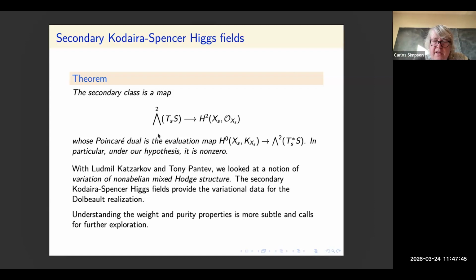And the theorem is that in our example, this map is actually the Poincare dual of the evaluation map from H0 of the canonical sheaf to wedge 2 of the tangent space. And so it's non-zero. So you can get an example where the secondary Kodaira-Spencer class is non-zero. It's somewhat suggestive, although I'm not completely sure whether this actually means anything or not.